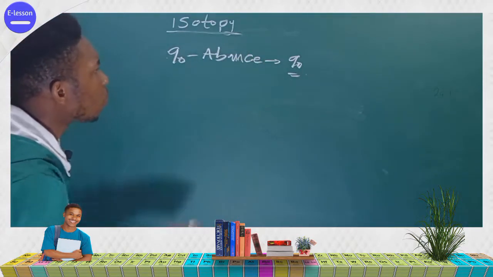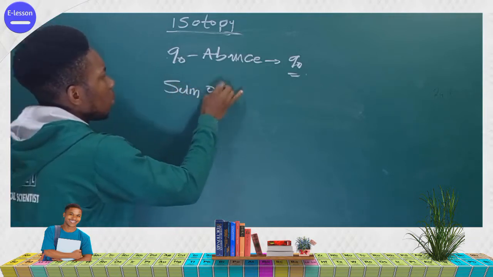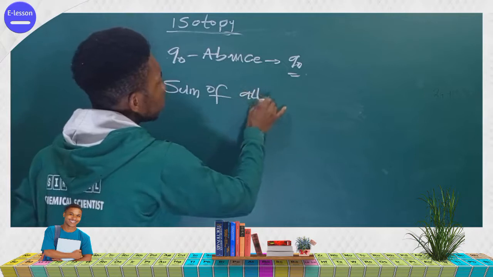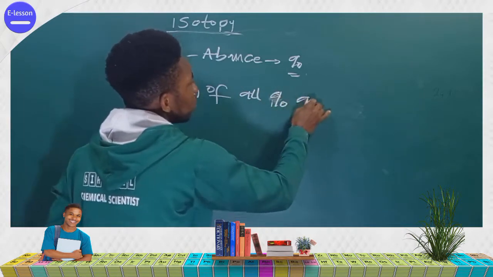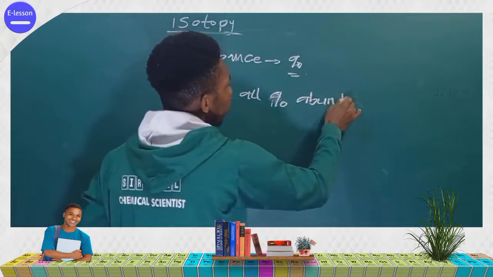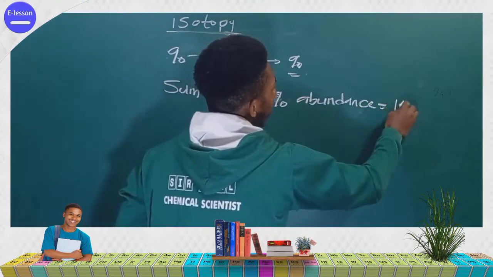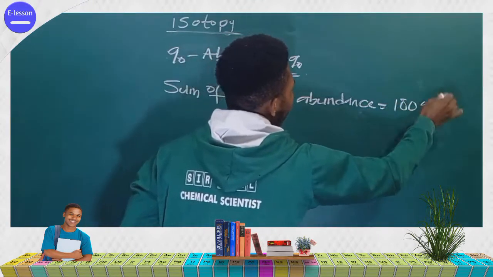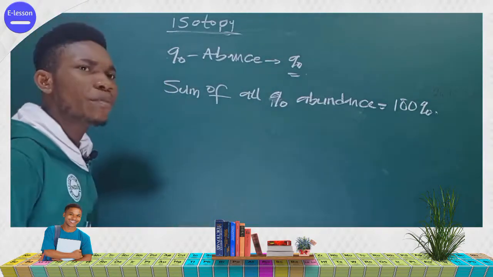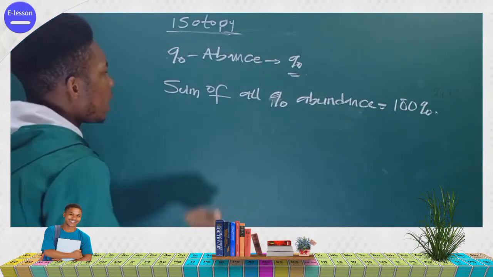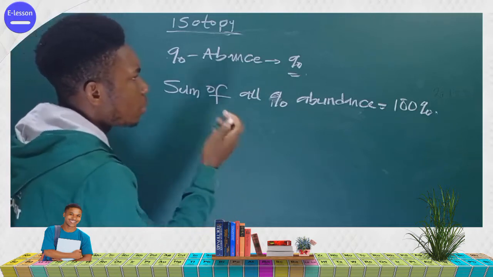Secondly, one should also know that the sum of all percentage abundances of the isotopes must be equal to 100%. The sum of all percentage abundances must be equal to what? 100%. So if you have three isotopes, the percentage abundances of two of the isotopes are given to you.